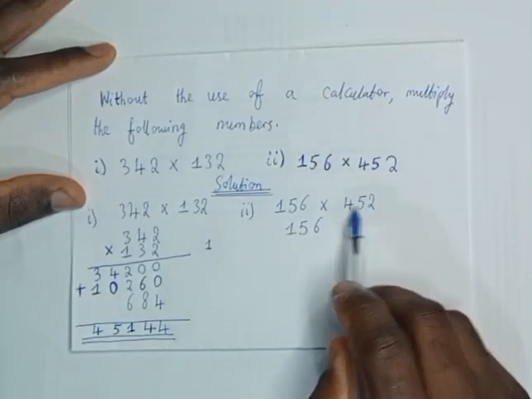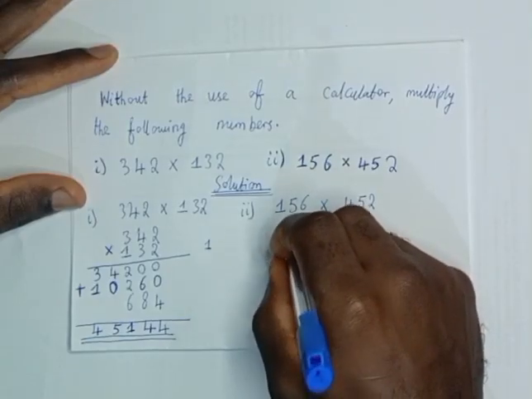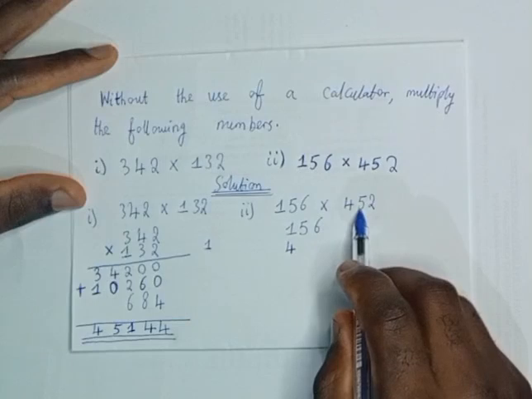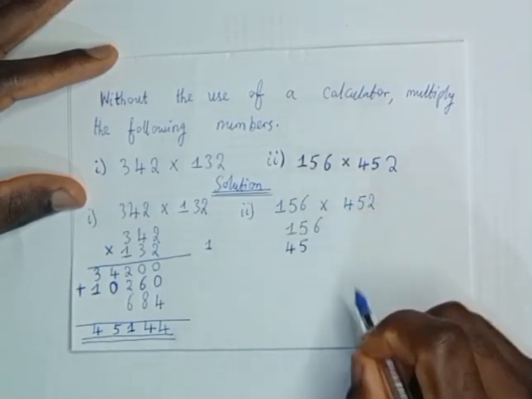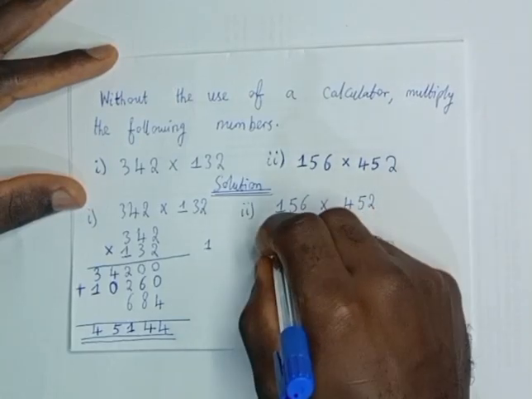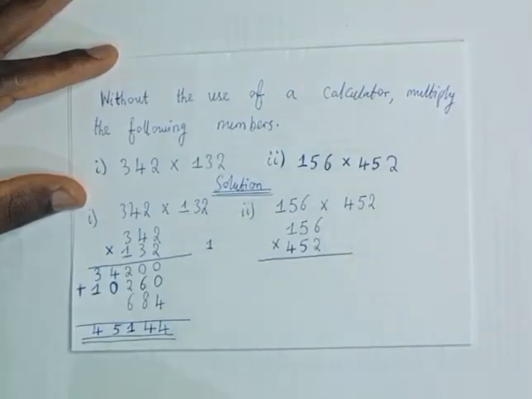times 452. This 4 has a place value of hundreds. We are going to place it under this 1. 5 has a place value of tens. We are going to place it under this 5. The digit 2 has a place value of units. We place it under 6. We put the multiplication sign. Then we draw our horizontal line.